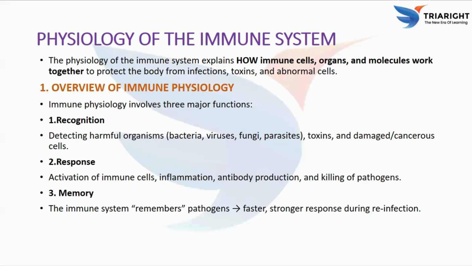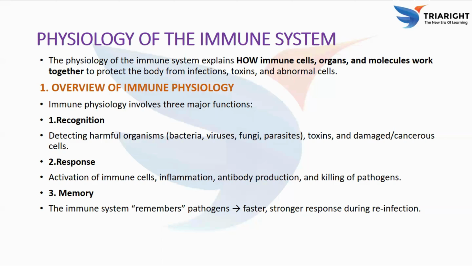The third important function is memory. After the threat is destroyed, the immune system stores information about the pathogen. Why is memory important? Because it helps the immune system respond faster and stronger the next time. It prevents reinfection or reduces the severity. What are the memory cells involved here? Memory B cells and memory T cells.